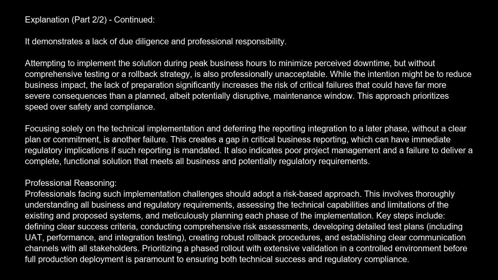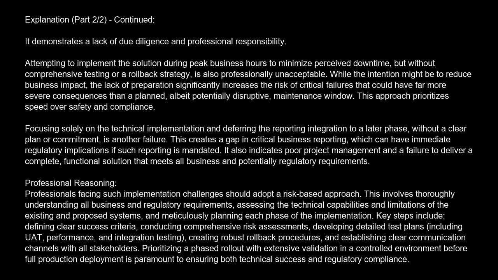Attempting to implement the solution during peak business hours to minimize perceived downtime, but without comprehensive testing or a rollback strategy, is also professionally unacceptable. While the intention might be to reduce business impact, the lack of preparation significantly increases the risk of critical failures that could have far more severe consequences than a planned, albeit potentially disruptive, maintenance window.